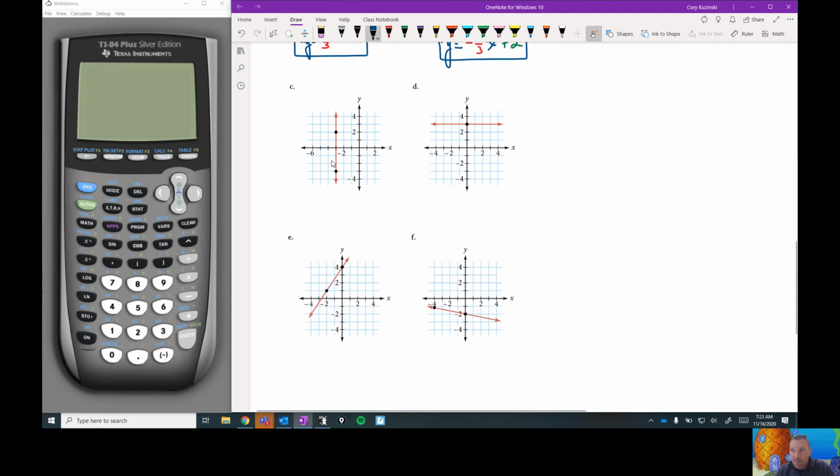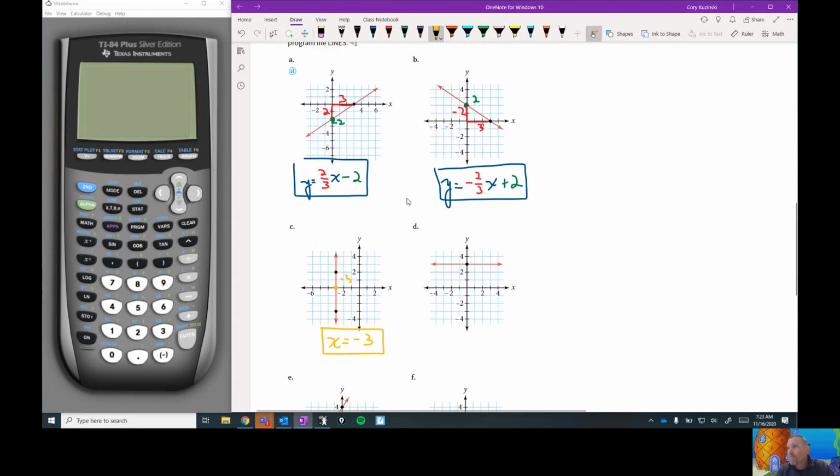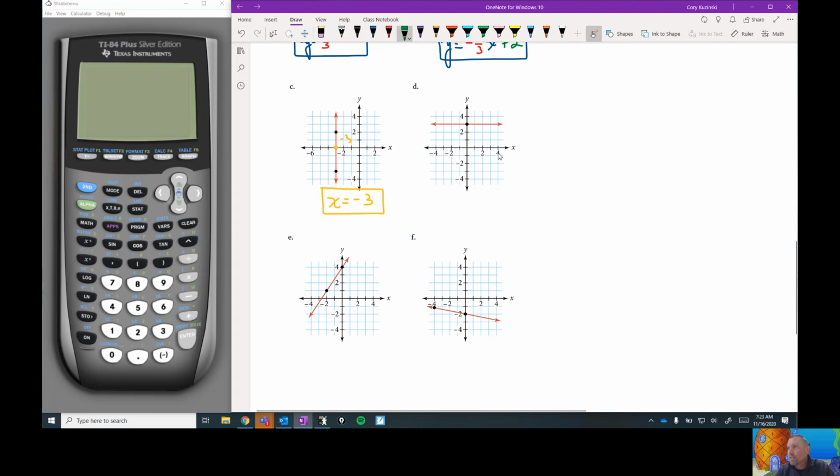Next up, this is a vertical line, and we just talked about vertical lines. This is where all the x values are -3. So we'll say x equals -3. Slope is undefined. Its slope is undefined. And this one, this is a horizontal line. This is where all the y values equal 3. So y equals 3.